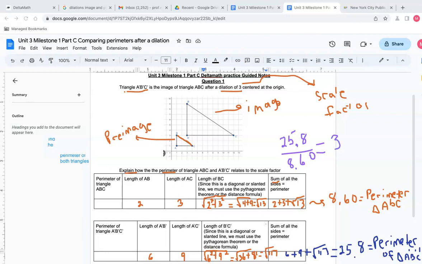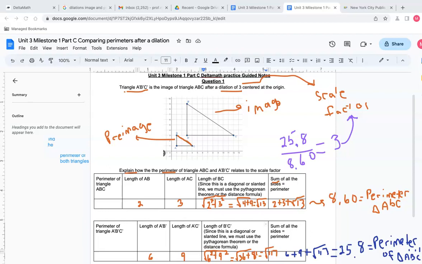What is this 3 the same as? This 3 is the same as the scale factor. So this is always going to happen. When you have a dilation and you have a scale factor, after finding the perimeters of each pre-image and each image, and you divide them, it should be the same as the scale factor. I know I just said a lot. If you need to rewind and hear that again, please do that. But basically, when you divide the perimeter of the image by the perimeter of the pre-image, you're going to get the same as the scale factor.